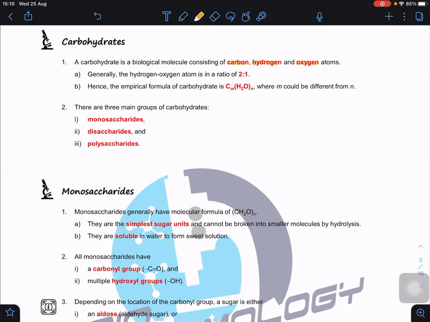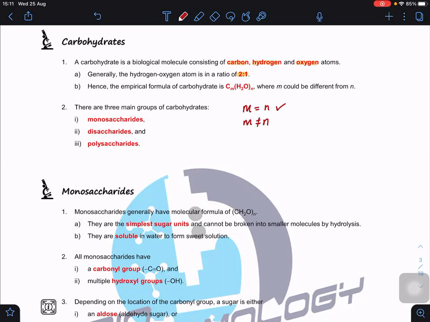Generally, if you look at the ratio between hydrogen and oxygen, it will always be 2 to 1. That's why in the word carbohydrates, carbo means carbon, hydrates means water, so H2O: hydrogen and oxygen in the ratio of 2 to 1. Therefore, the empirical formula of carbohydrates is always in this form, Cm(H2O)n, where m can be equal to n or m is not necessarily equal to n. It doesn't matter.